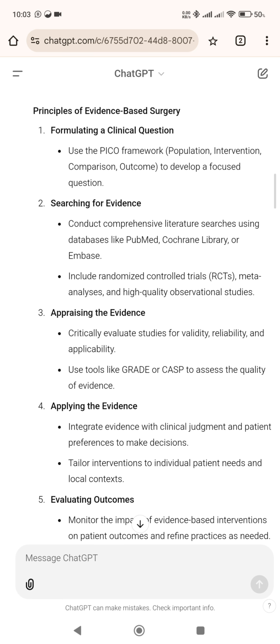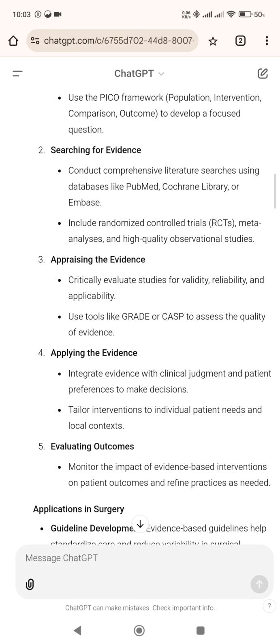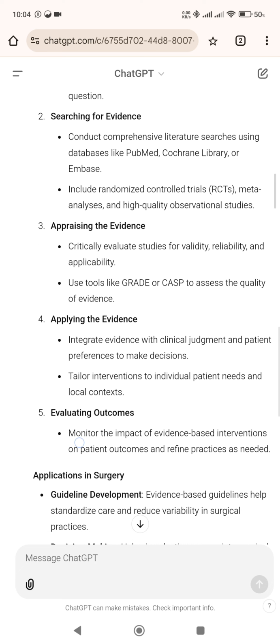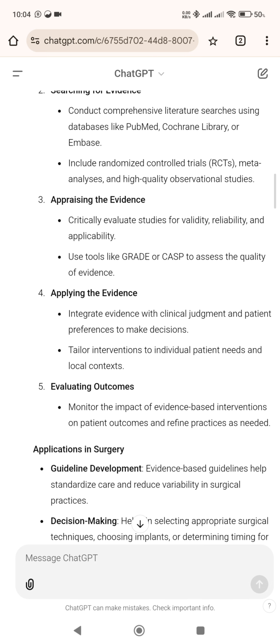Formulating a clinical question. Use the PICO framework, Population Intervention Comparison Outcome, to develop a focused question. 2. Searching for evidence. Conduct comprehensive literature searches using databases like PubMed, Cochrane Library, or Embase. Include randomized controlled trials, RCTs, meta-analyses, and high-quality observational studies.